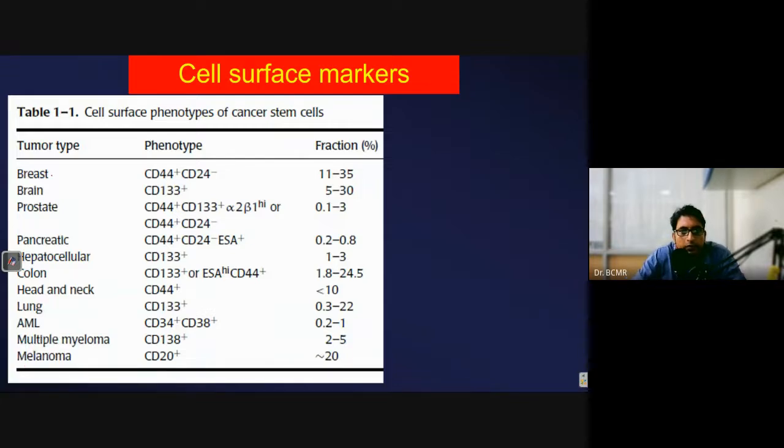So here we have for breast cancer, this is CD44 plus and CD24 minus. I hope you understand how they got to this level, right? By a series of experiments or series of facts based on cell surface markers. And here, this is fraction. Percentage means somewhere between 11 to 35% of the tumor, of breast cancer tumor, consists of cancer stem cells. You should also remember here there are only 2 of them given.